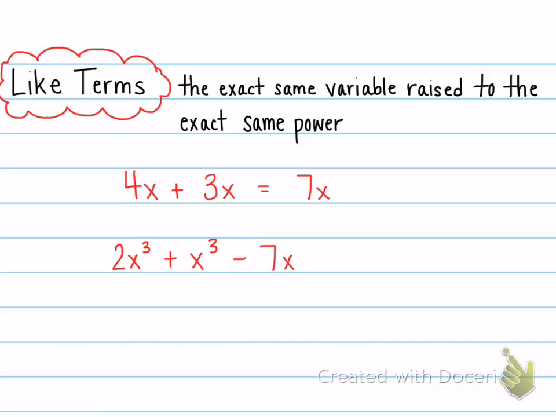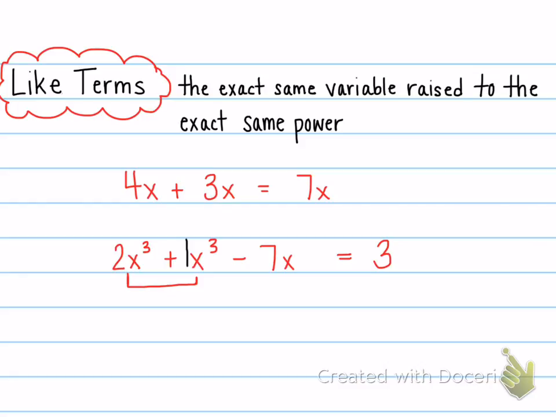So I'm going to combine the two like terms that I have. I have 2x to the third and x to the third. Remember, the coefficient in front of that is a 1. So if I'm writing this answer, I have 2 plus 1, which is 3.